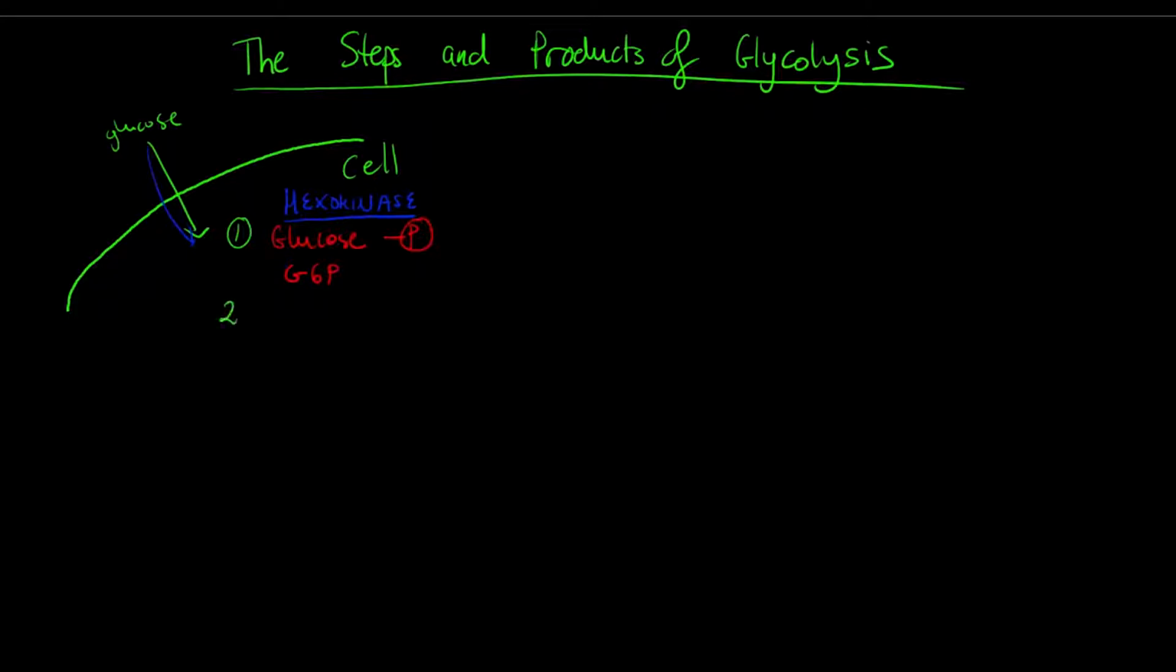And step 2, the glucose 6-phosphate, G6P, is converted into fructose 6-phosphate. It's changed to fructose 6-phosphate by the enzyme phosphoglucose isomerase. It's an isomerase because it changes the glucose into fructose, so it changes the shape in preparation for the next step in the process.